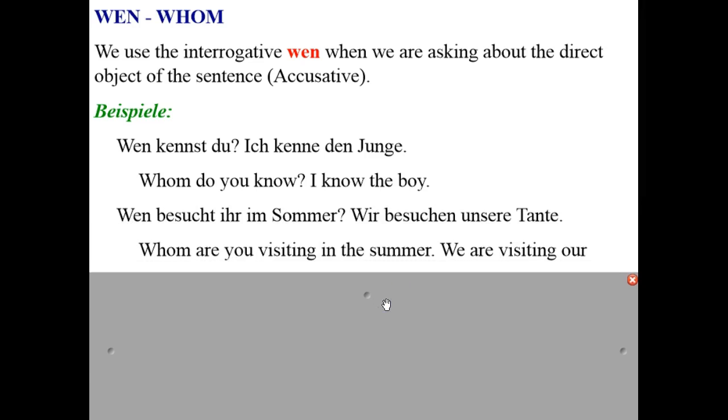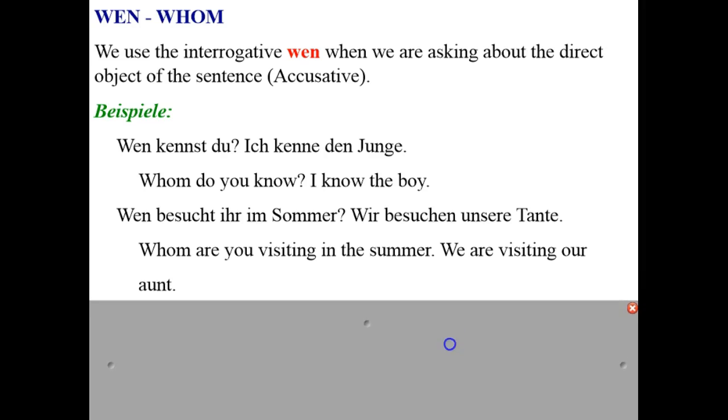Wen besucht ihr im Sommer? Wir besuchen unsere Tante. Whom are you visiting in the summer? We are visiting our aunt. We are visiting. Whom are we visiting? Our aunt is the direct object, so the interrogative wen.